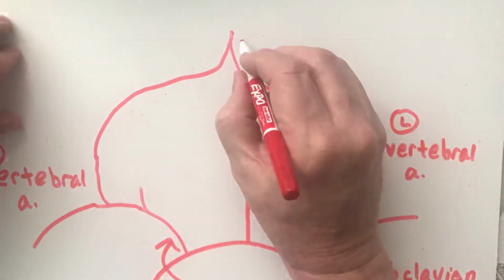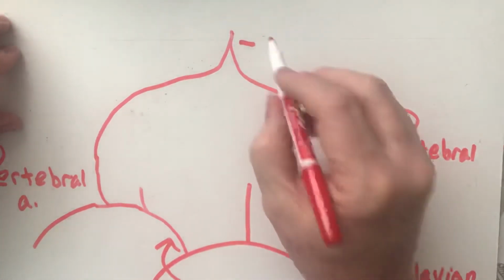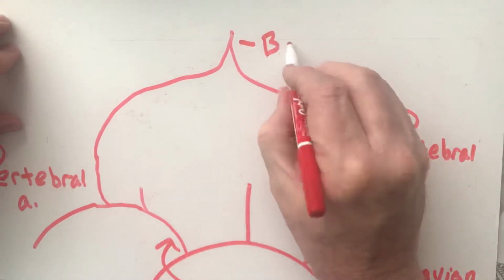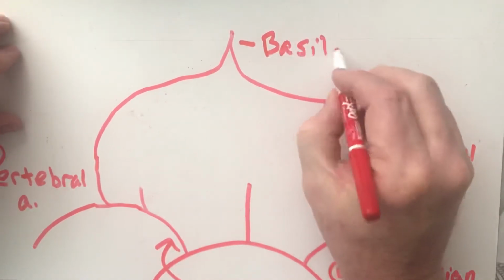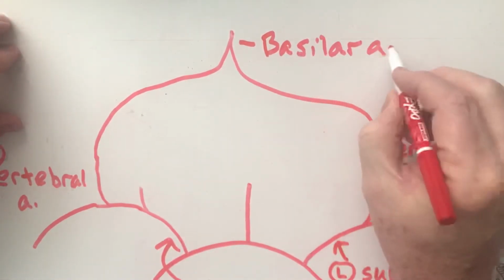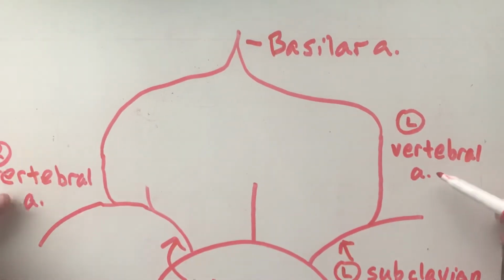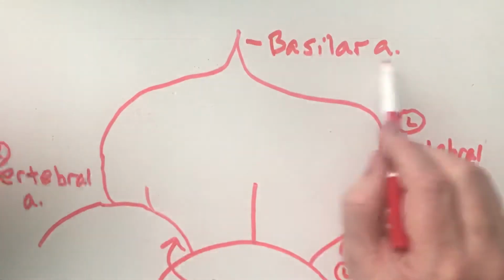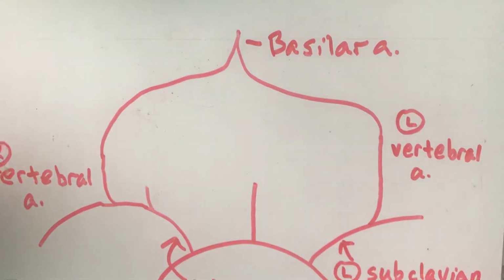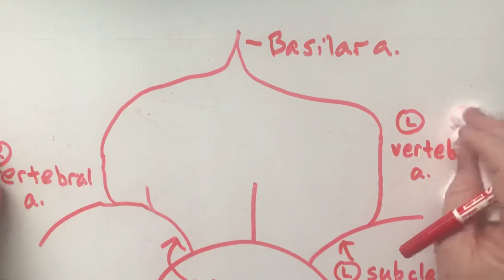And then these two are going to come together to form something called the basilar artery. All right, so my two vertebral arteries come together to form the basilar artery. Okay, so now let's go ahead and erase these.